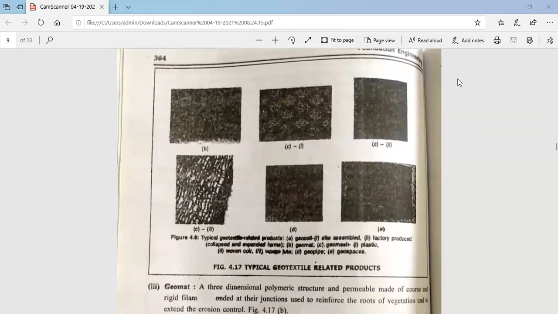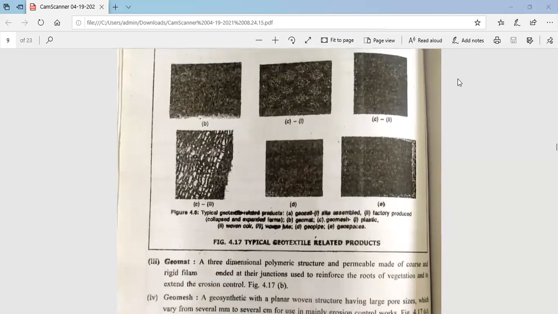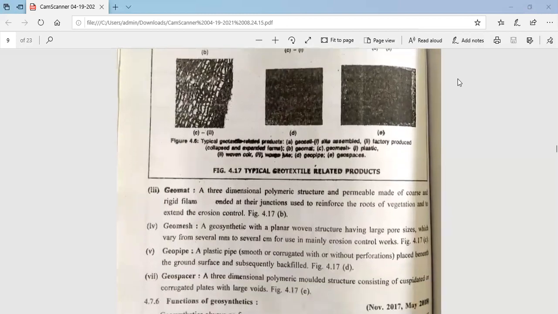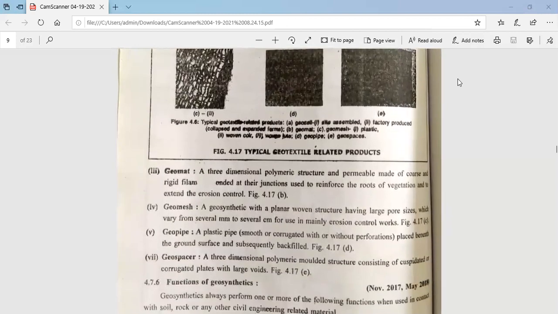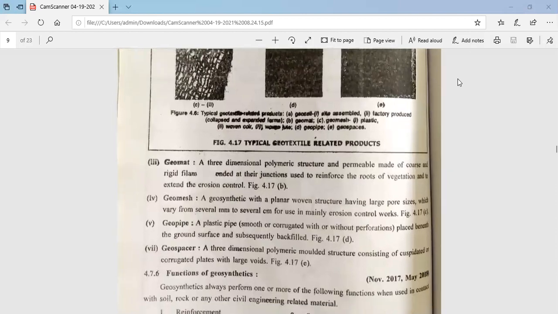So these are all geocells, right? Factory produced in collapsed and expanded forms. Geopipes, right? Okay, so next is the geomat. These are three-dimensional permeable polymeric structures made of coarse and rigid filaments, used at the junctions to reinforce the roots of vegetation and to extend erosion control, right?